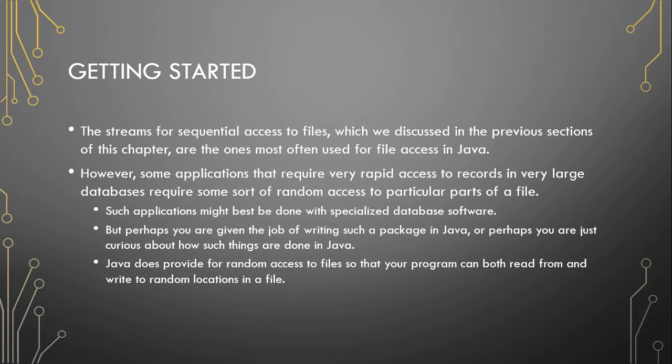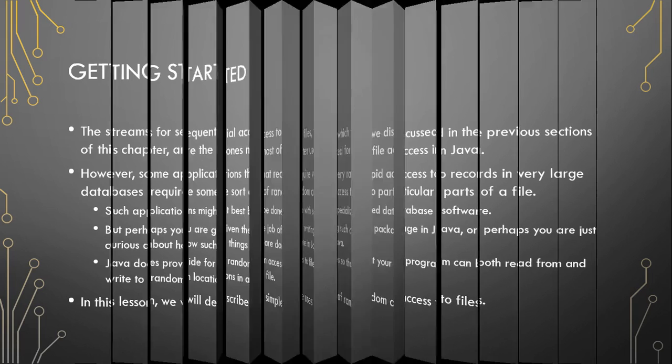However, some applications that require very rapid access to records in very large databases require some sort of random access to particular parts of a file. Now, typically such applications might best be done with specialized database software, like Microsoft Access or MySQL applications, something like that. But perhaps sometimes you're given the job of writing such a package in Java, or perhaps you're just curious about how such things are done in Java. Now, Java does provide for random access files, so your program can both read from and write to random locations within a file. So in this lesson, we're going to describe some simple uses of random access to files.